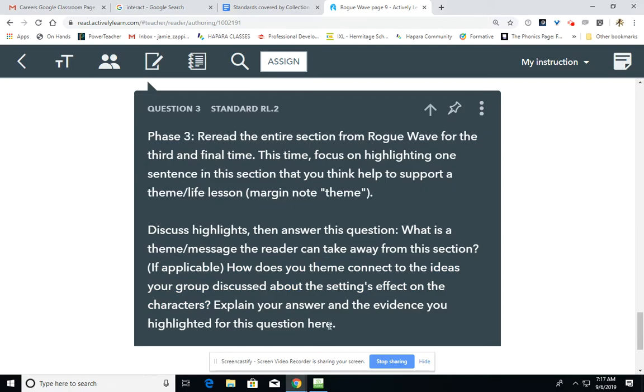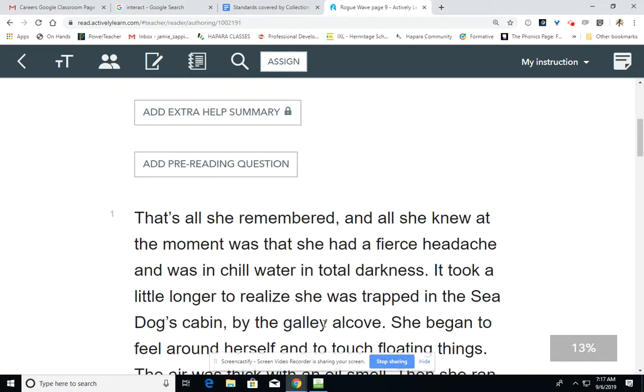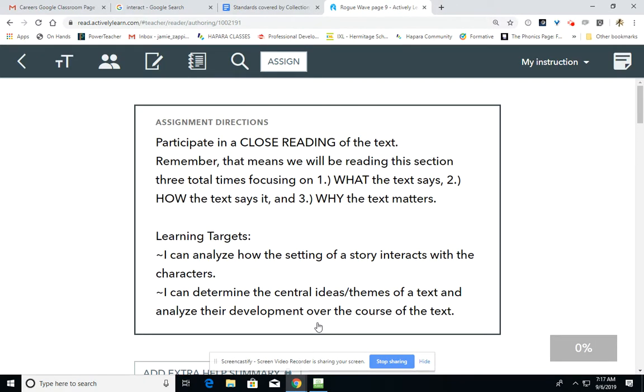So that is what we're going to be doing today for close reading, focusing on the learning targets of how the setting affects the characters, as well as determining and analyzing a theme running throughout the section of Rogue Wave. Go ahead and get working.